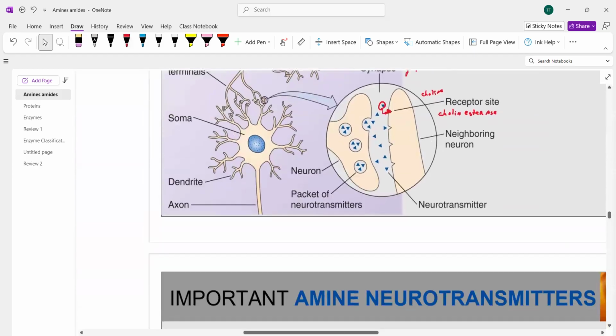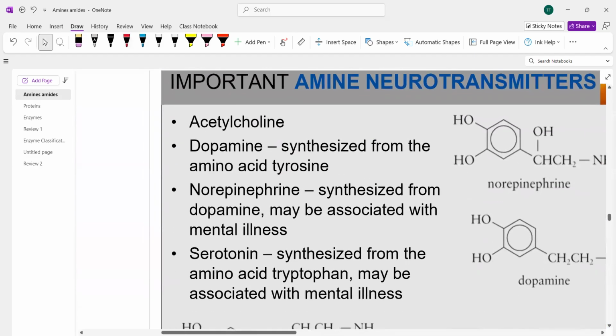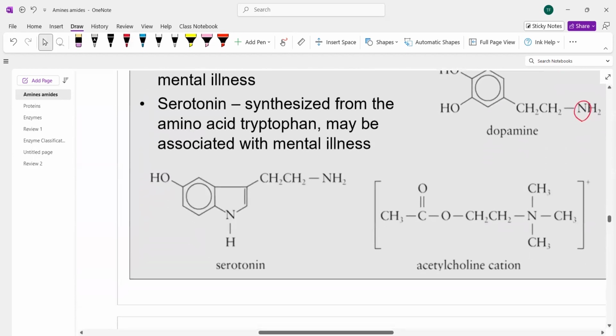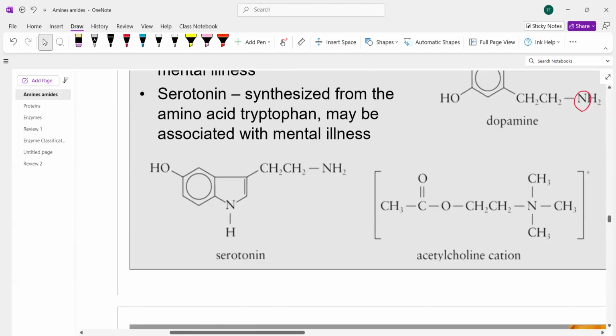So these amines are really important. You've heard of dopamine, norepinephrine, serotonin, all these are amines. They're all over the place in our bodies, all over the place.